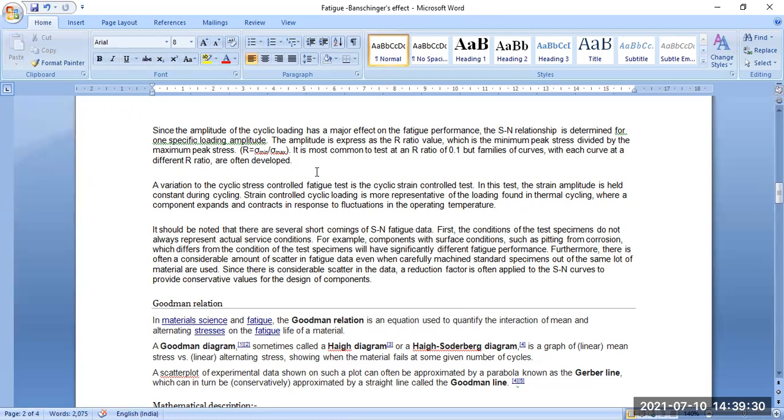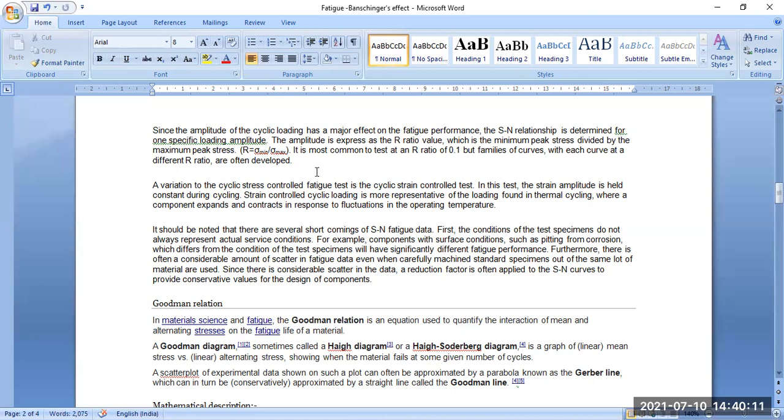For example, surface conditions such as corrosion pitting formation differ from the condition of the test pieces, and will give significantly different test results. So the actual service condition is not shown in the test piece itself. An example is the pitting surface finish.